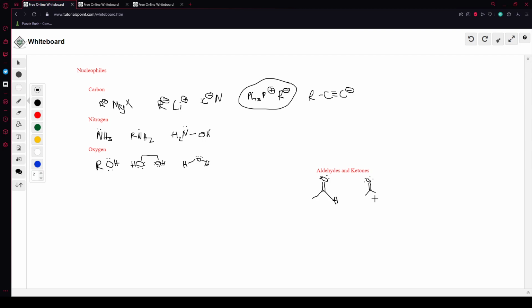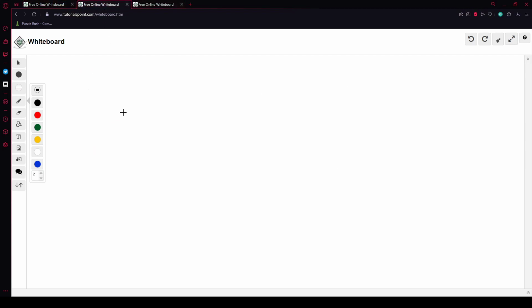And obviously, the ketone is a carbon oxygen double bond, where the carbon is bonded to two other carbons, and an aldehyde is a carbon oxygen double bond, where the carbon is bonded to another carbon and a hydrogen. So let's do a reaction with carbon.